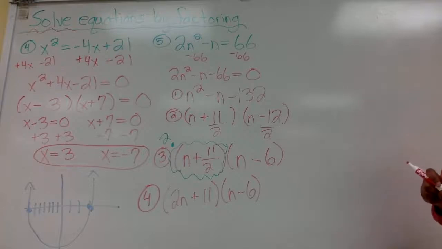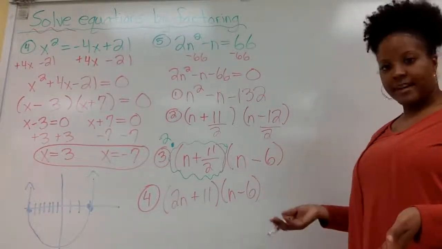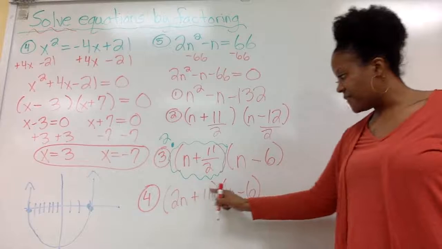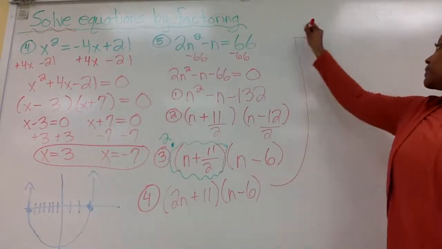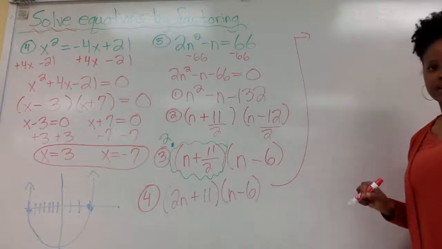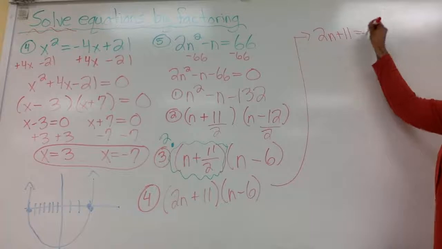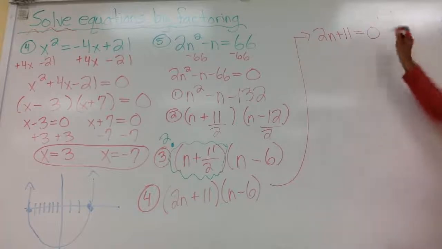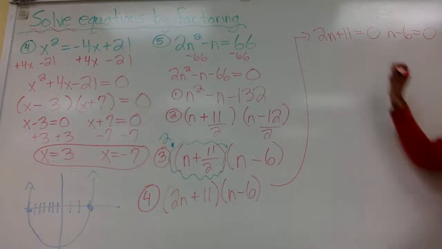Okay, hopefully you're good to go. Now, the question didn't say factor it. It said to solve it by factoring. So we're 98% done. I need to take these two factors and set them equal to 0. So 2n plus 11 is equal to 0, and n minus 6 is equal to 0.